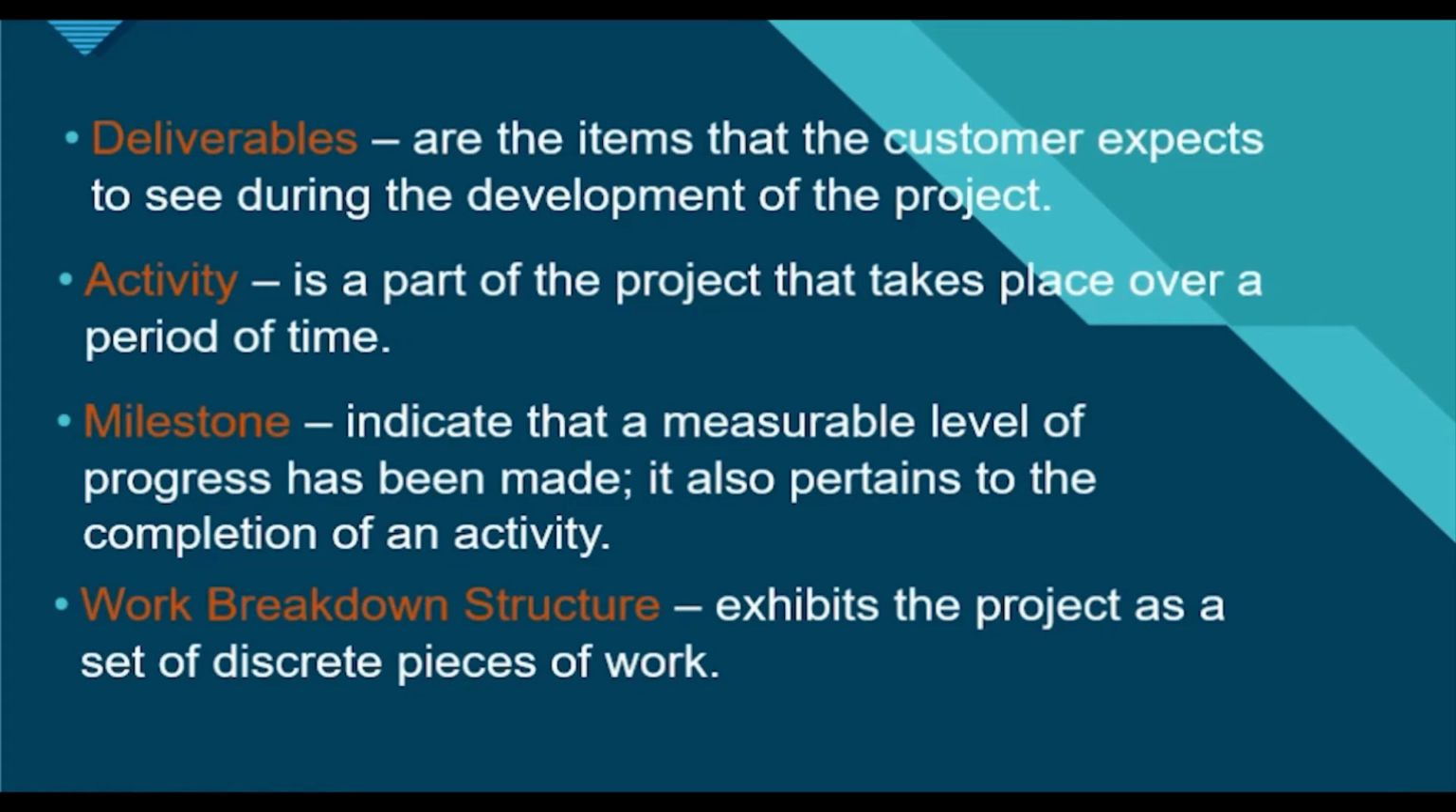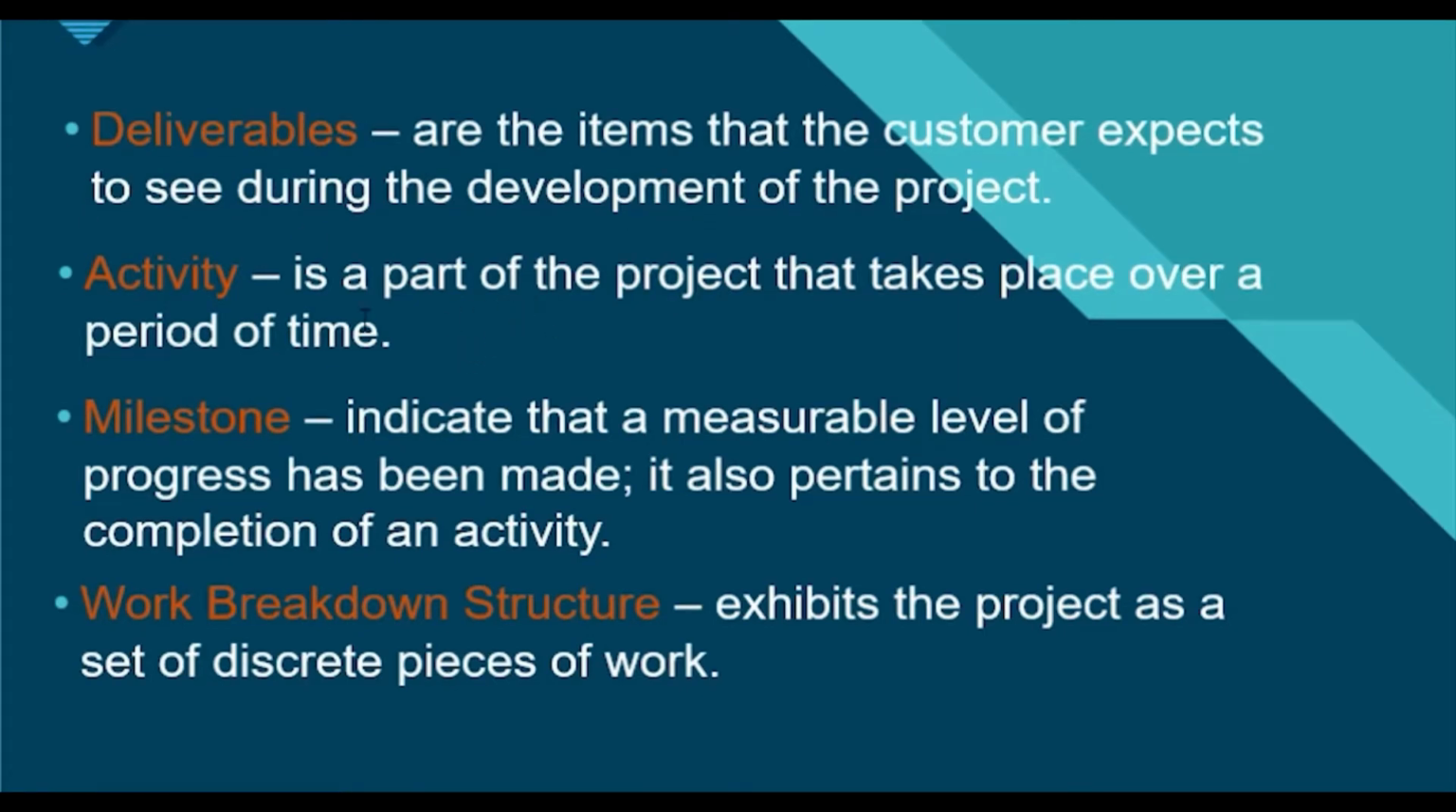Deliverables are the items that the customer expects to see during the development of the project. Activity is a part of the project that takes place over a period of time. Milestone indicates that a measurable level of progress has been made. It also pertains to the completion of an activity. Work breakdown structure exhibits the project as a set of discrete pieces of work.